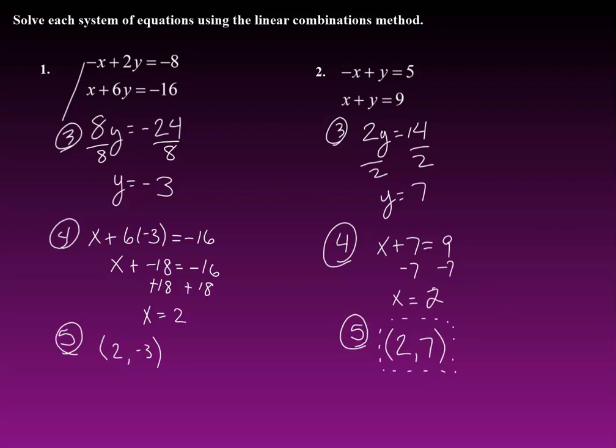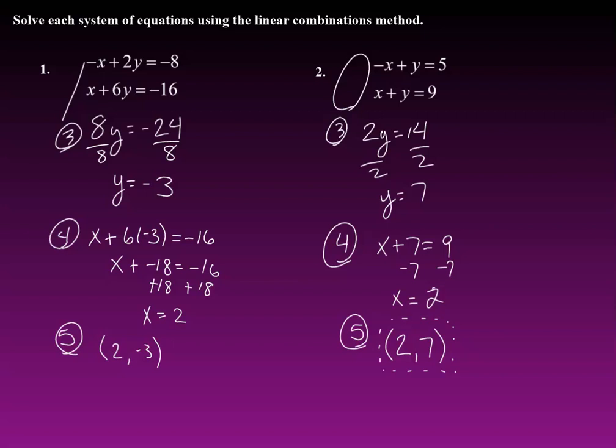All right, so hopefully you realized that the x's were already negative, just like the last one. So all you had to do is add the two equations together. And in doing that, y plus y is 2y. 5 and 9 add up to 14. Then we go ahead and solve for y by dividing by 2. And you get y equals 7.